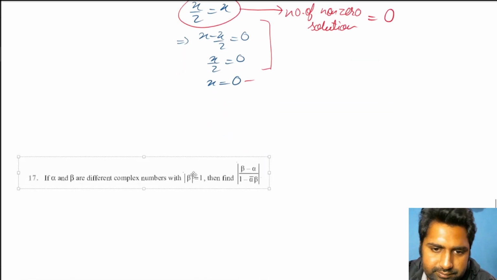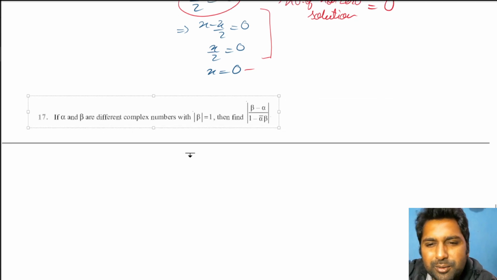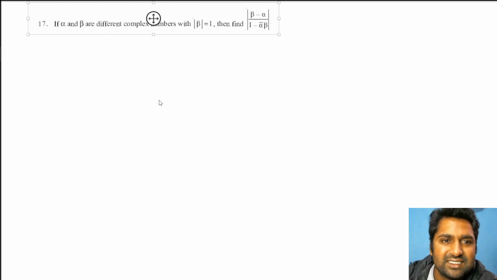Interesting. I mean, that particular question, even if you misunderstand it, there is a good chance that you will be able to do that. You can get lucky. All right. Last one.